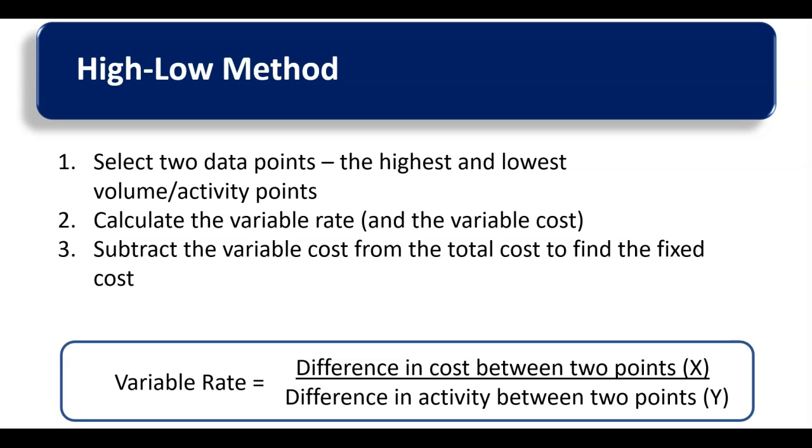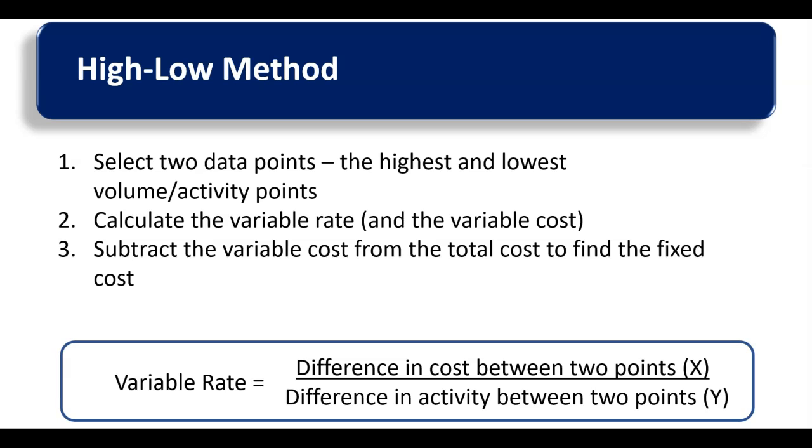In some cases where you're not able to clearly do that by looking at source documents, you'd want to use some type of estimation method. And the high-low method is one of those estimation methods that you use to break costs down. So the high-low method is kind of what it sounds like. You're going to select two data points, the highest and lowest volume point.